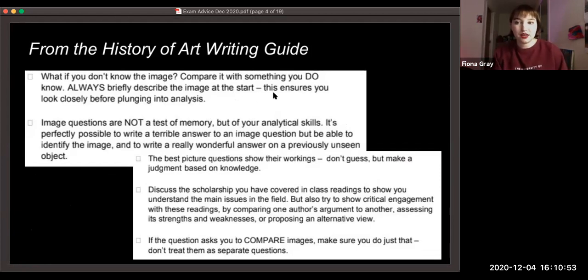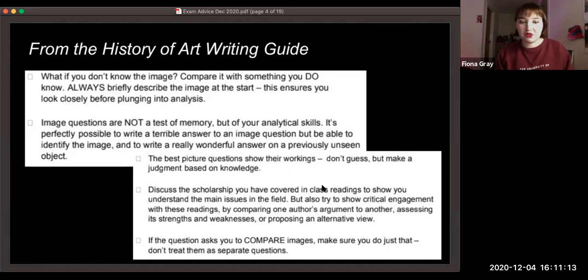When you see a painting or a sculpture, you'll probably think, oh, that looks like that other painting that I do know. Visual analysis is really just basing your analysis on what you can see. So really, it's not a test of memory. It's a test of how you think, how you analyze. That's what they're looking for.